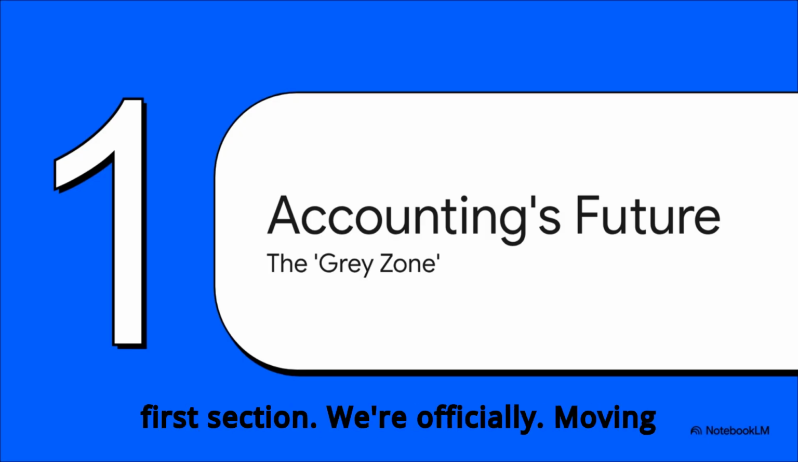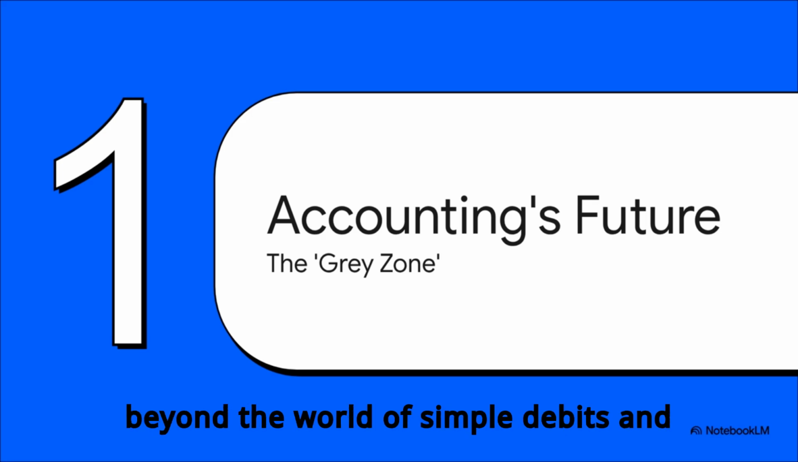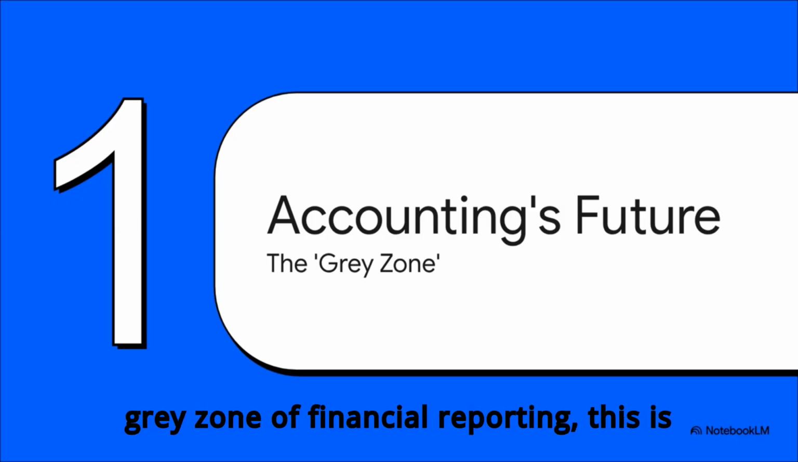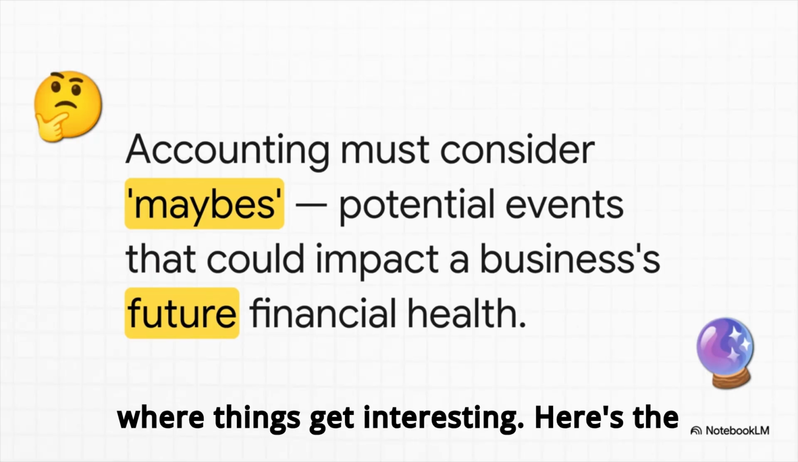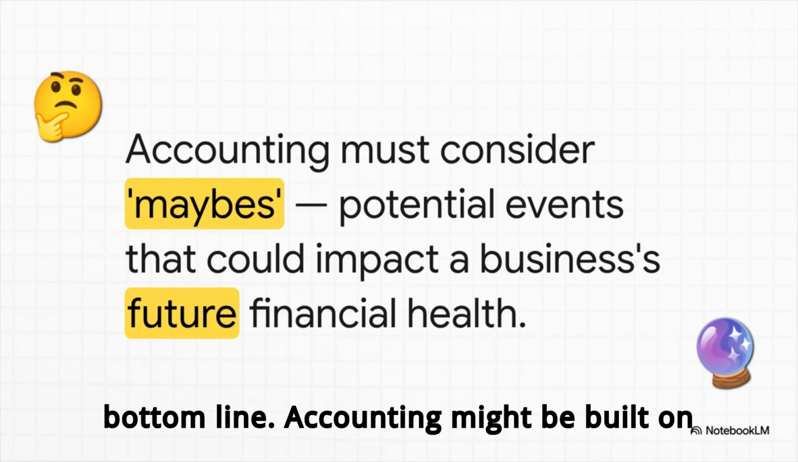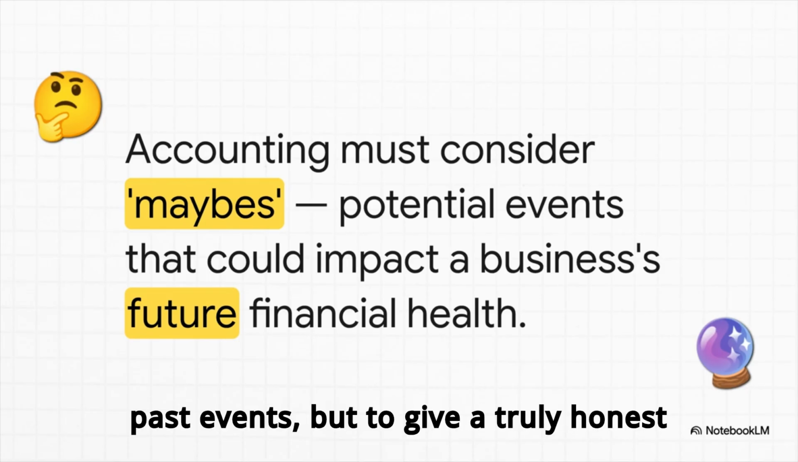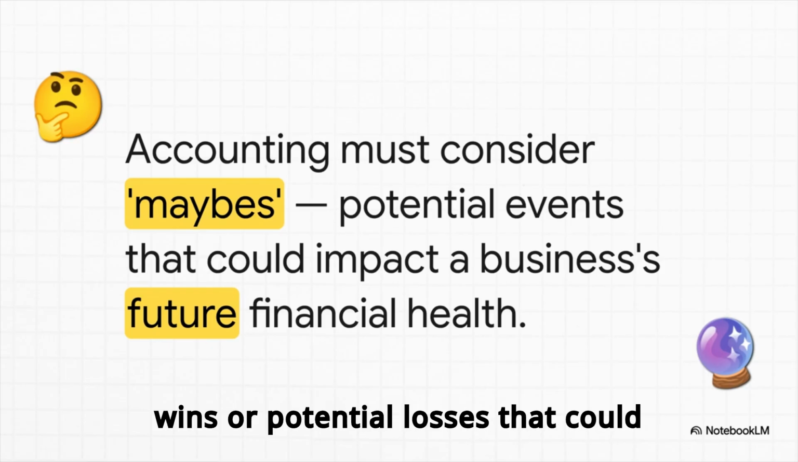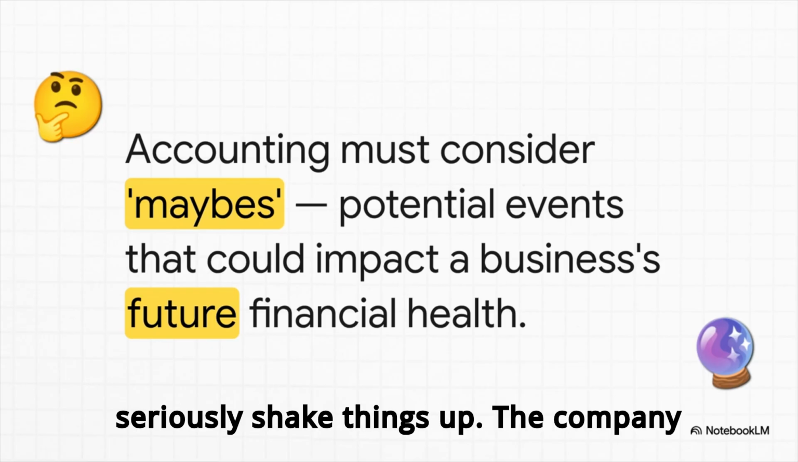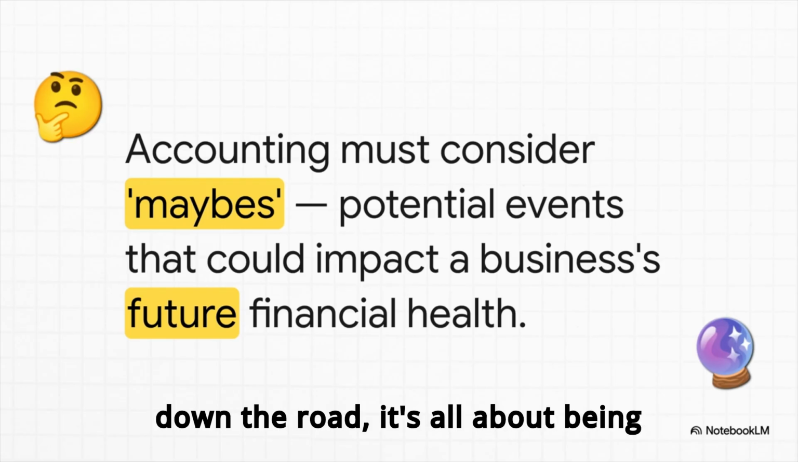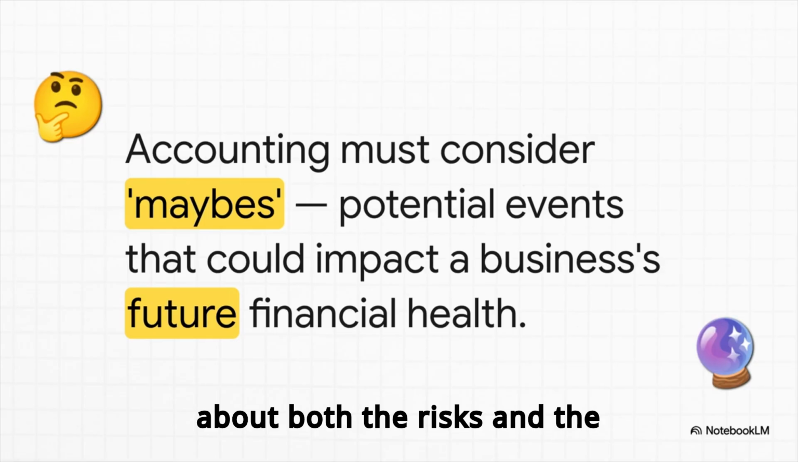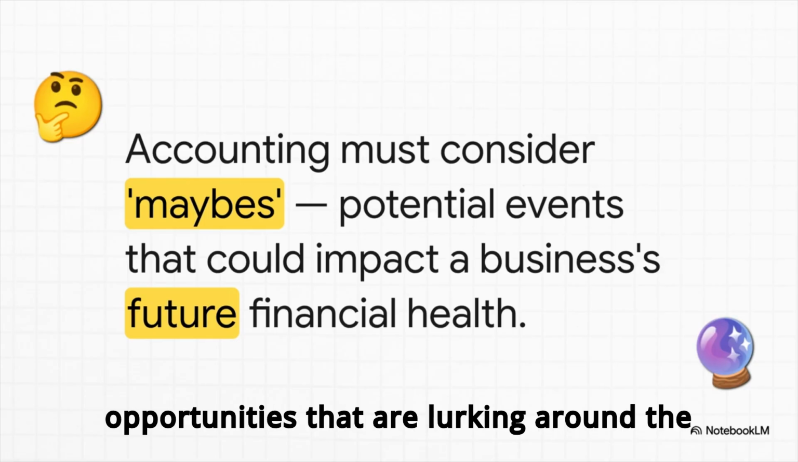With this first section, we're officially moving beyond the world of simple debits and credits and into what I like to call the gray zone of financial reporting. This is where things get interesting. Here's the bottom line. Accounting might be built on past events, but to give a truly honest picture, it has to acknowledge the maybes. We're talking about potential wins or potential losses that could seriously shake things up for the company down the road. It's all about being transparent with investors and managers about both the risks and the opportunities that are lurking around the corner.